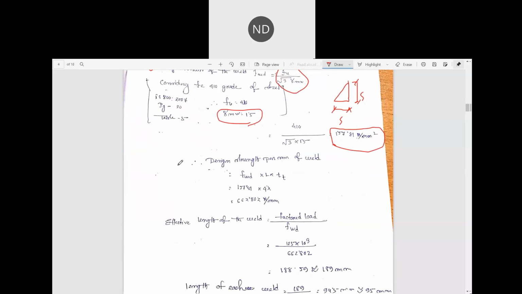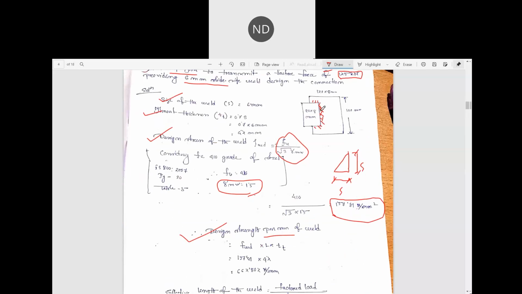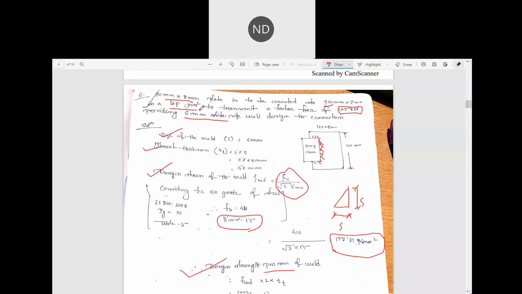Then we came to the design strength per mm length of the weld. Why per mm length? Because we don't know now the length of the weld. It is not mentioned in our question. We are asked to design. We just know that these two plates are to be joined together. They have to carry this 125 kilonewton of load. The overlapping connection should be such that it can carry 125 kilonewton of load, right?